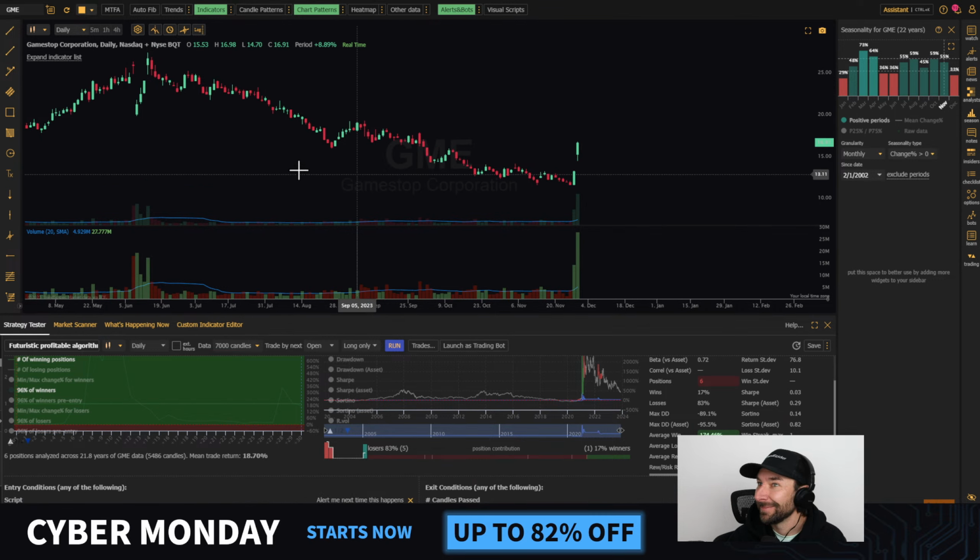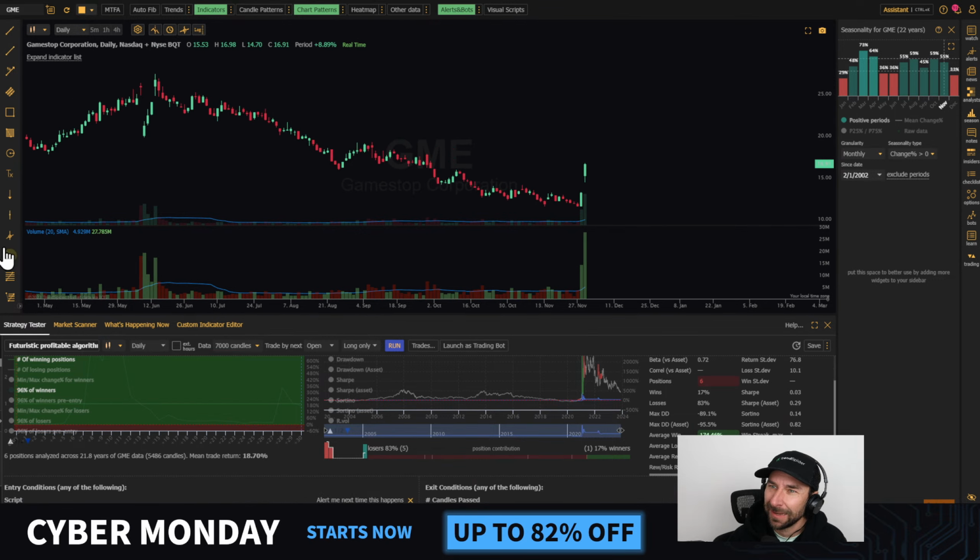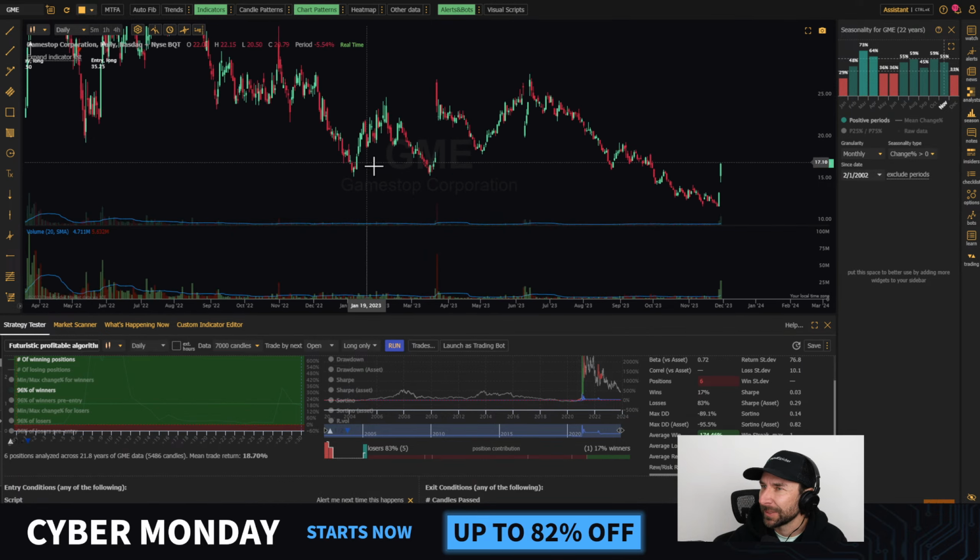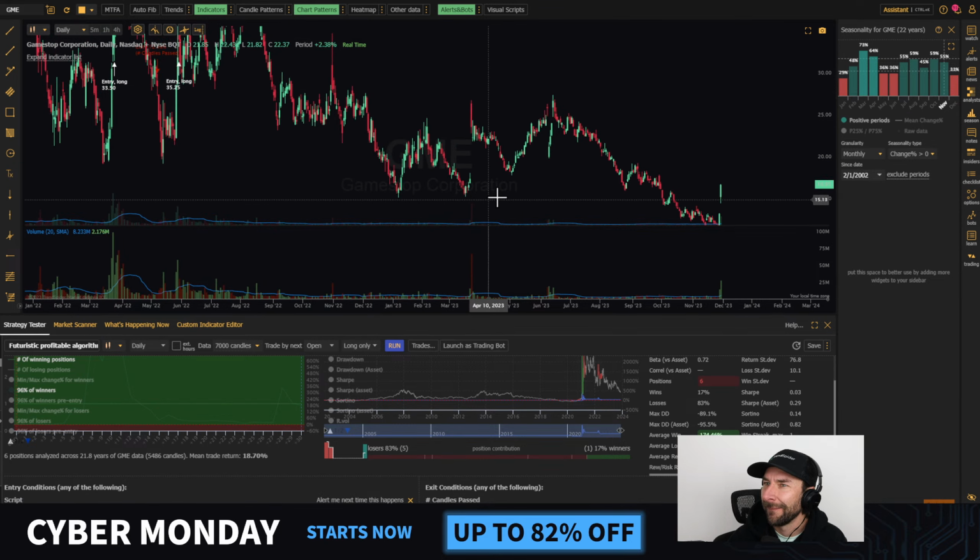I mean, it's certainly possible that this thing could have legs. What is this move? That move in 4 days was 36%, so we've already trumped that. Huh. Wow.